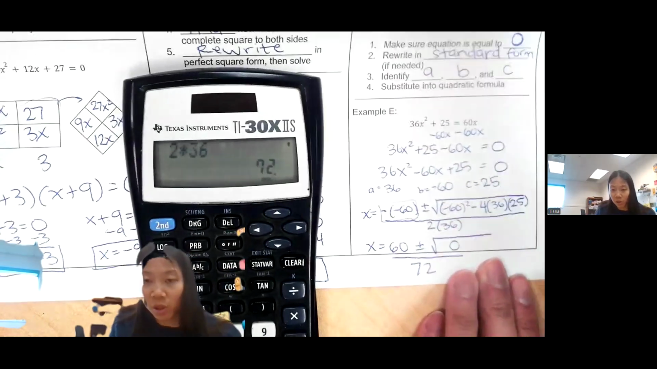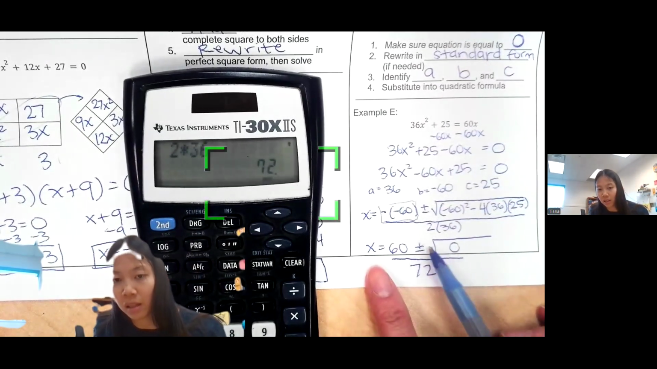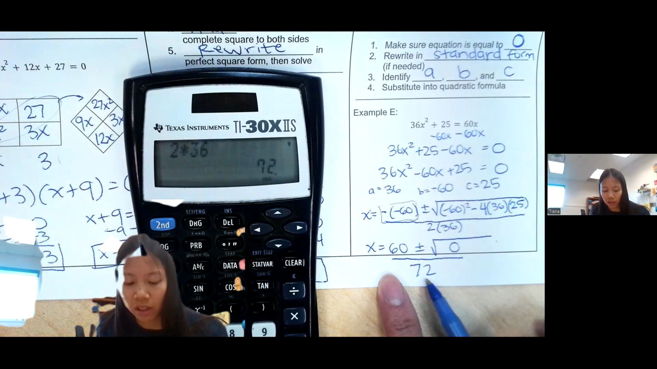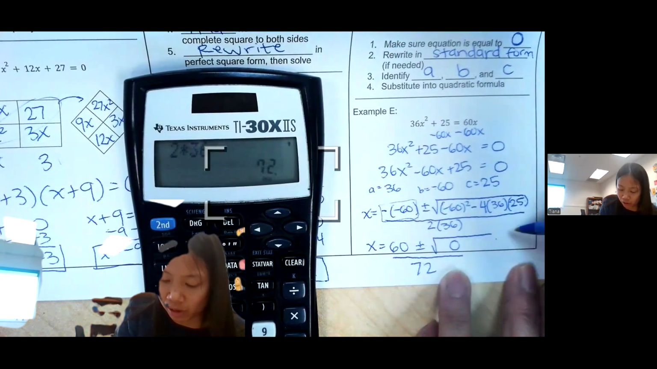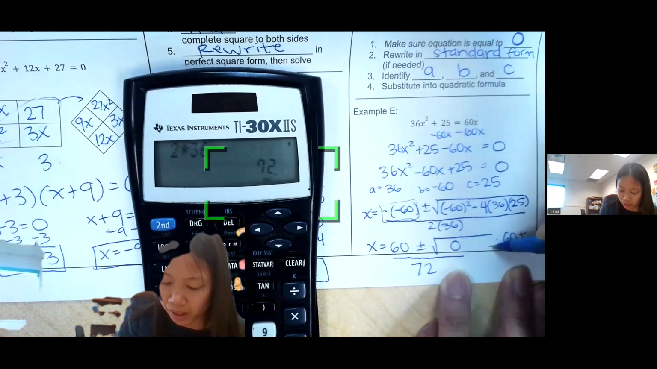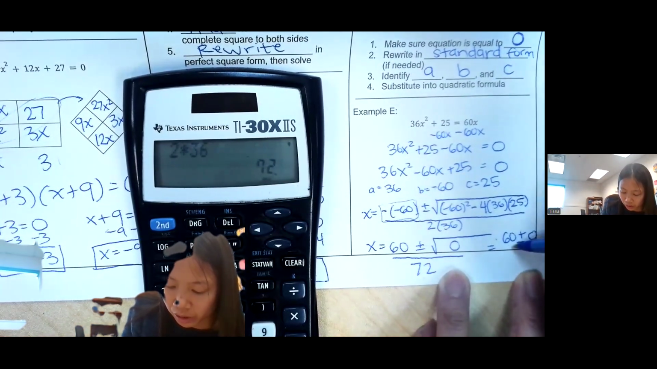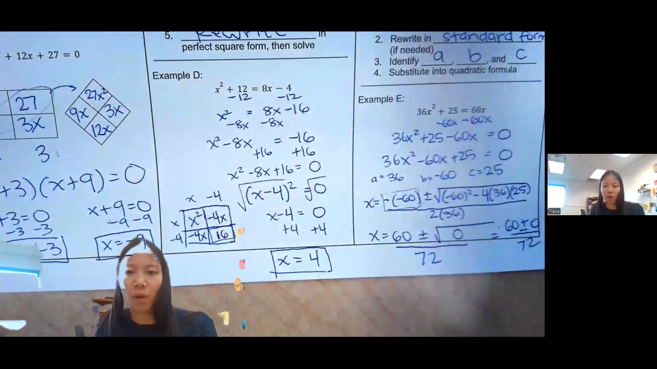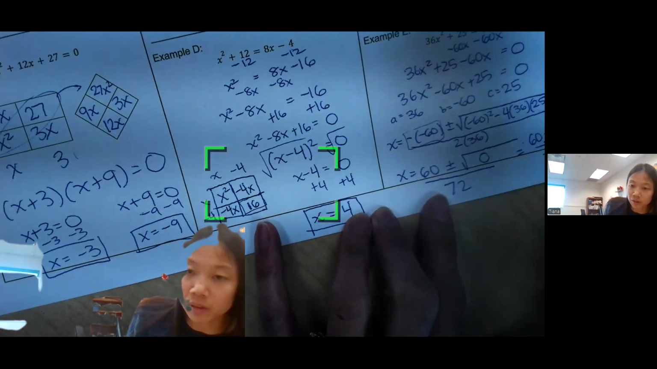All right, so normally this would split off into 2 equations, right? 60 plus square root 0 over 72 and 60 minus square root 0 over 72. But if I do square root 0, I just get 0. So I end up with 60 plus or minus 0 over 72. So this one is an example where I only have one x-intercept as well. So I have 60 over 72.